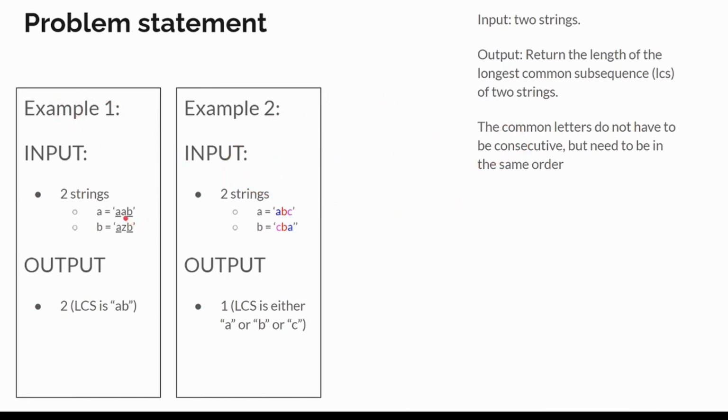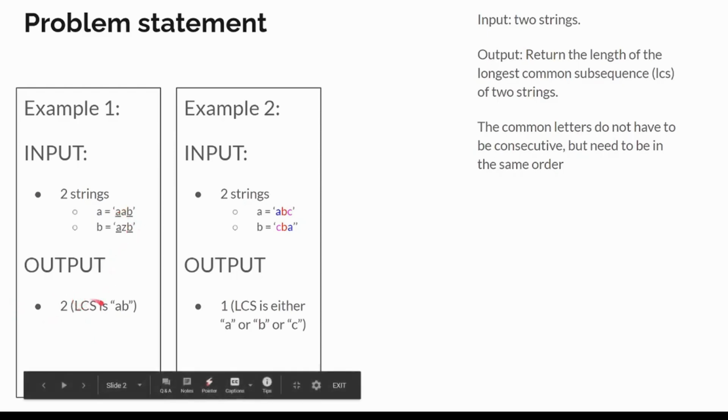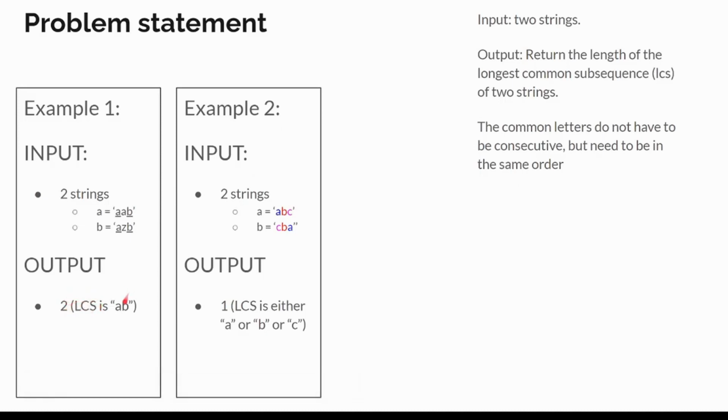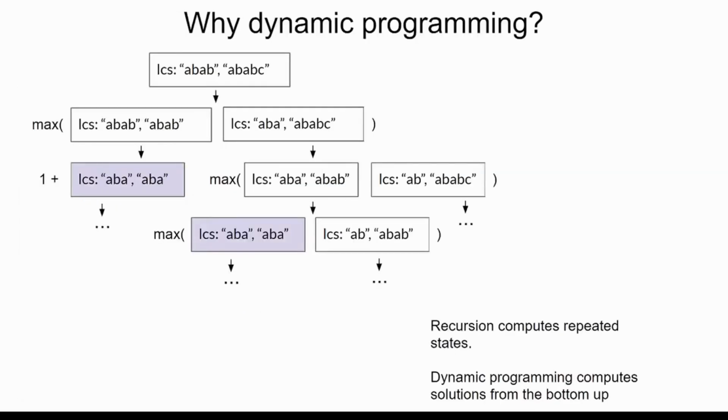Example 1. Strings AAB and AZB have an LCS of 2, which is AB. Strings ABC and CBA have an LCS of 1, because it's either A, B, or C.